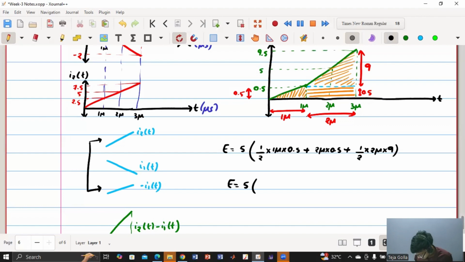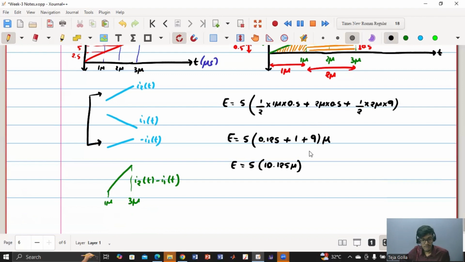So now what is the value? 5 into this is 0.125, plus this is 1, plus this is 9 micro, right? So E is nothing but 5 into 10.125 micro. Can you tell what is the value of E? Sorry, this is 0.25. I made a mistake. This is 0.25, so this is 10.25 micro. Can you tell me what is the value of E?